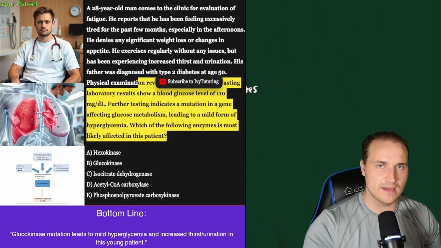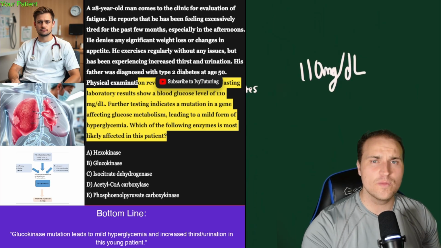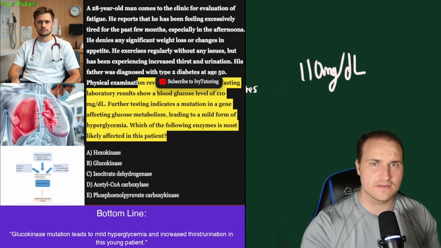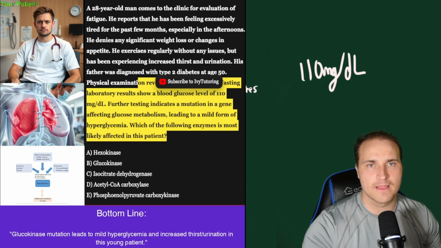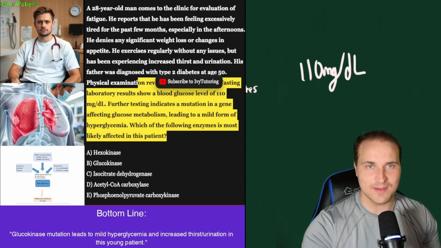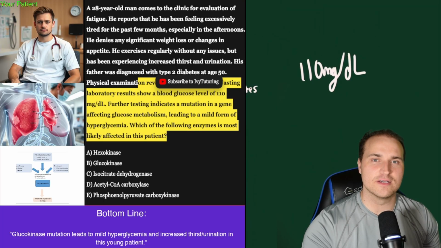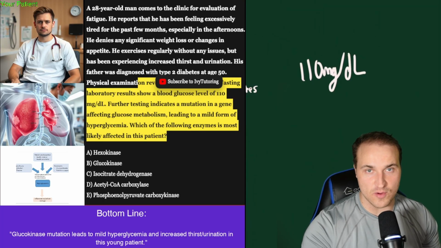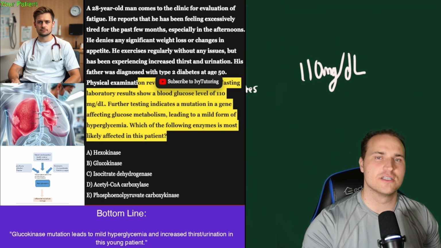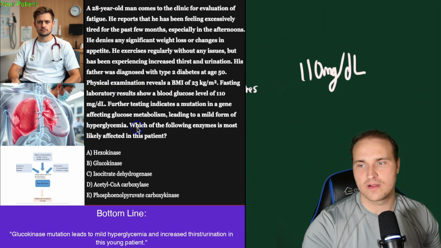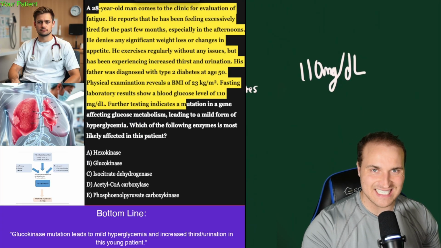Okay, so we have some mild fasting hyperglycemia, and there's no obesity, no signs of insulin resistance, and there's positive family history of diabetes and a normal BMI, and a gene mutation that maybe affects the glucose metabolism. And all this makes us think of maturity onset diabetes of the young, particularly MODY2, which involves a mutation in the glucokinase gene. And so some really important kind of buzzwords for this question are the mild fasting hyperglycemia.